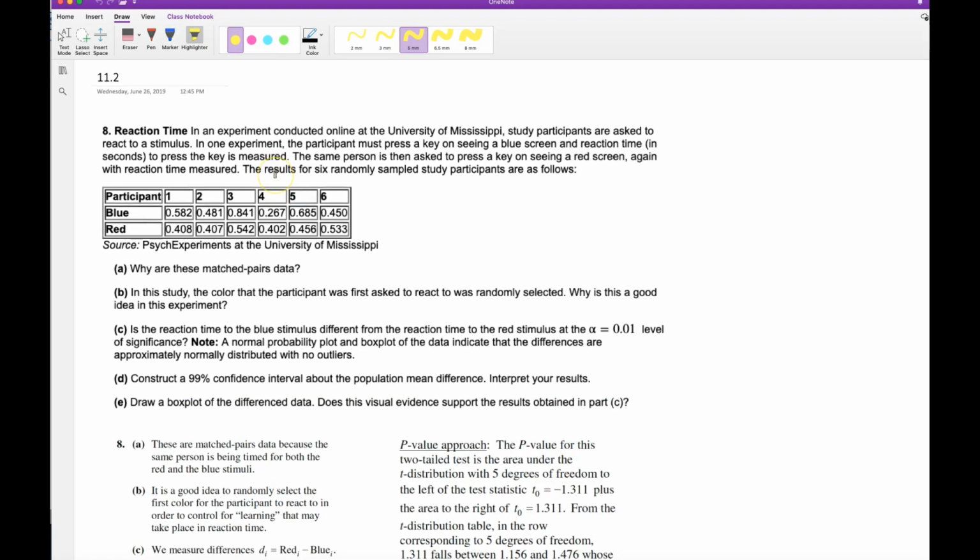Okay, let's go ahead and take a look at 11.2 written homework problems. The first question here is we're comparing for 6 participants how they react to different stimulus. In this case, you have a blue screen reaction time and then a red screen reaction time to see if somehow the color affects those same people. That's why it's a matched pair. We're looking at those individuals.